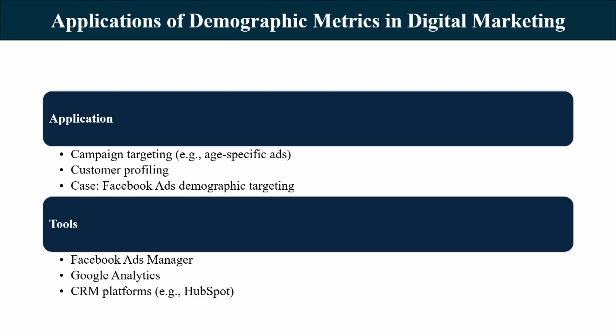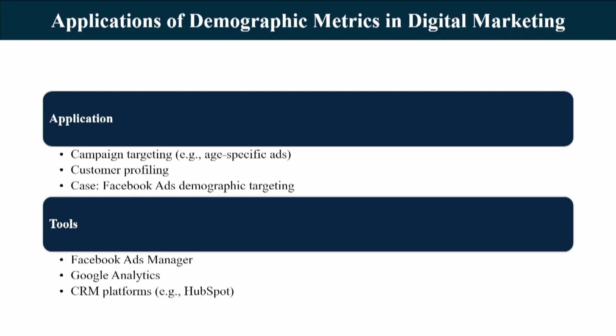Now, applications of demographic metrics in digital marketing. One application all of us can see, those who have used sponsored advertisements in social media, is campaign targeting. Let us say you want to run a Facebook campaign. You can precisely define who your target audience is. What is the age group of the target audience? What is the geographic location of the target audience? You can also add certain psychographic and behavioral variables. What should be the occupation of our target audience? This way we can do the customer profiling and run our campaign.